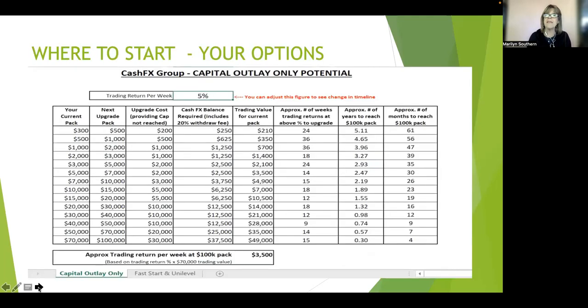Where to start? Think about where you're going to start with CashFX. You've got a lot of options. There are 15 levels that you can get started with. A lot of people start, as I did, toes in, $300, doesn't really matter, or 300 US. You know, I spend that on fuel driving to Esperance. You can start at $300. That's the minimum entry, then up to $500, $1,000. These are very low entry level packs.